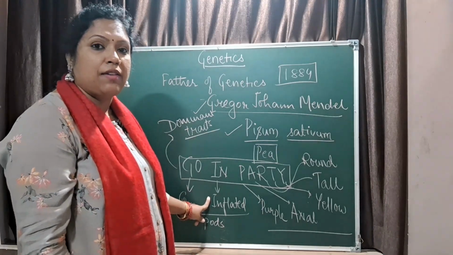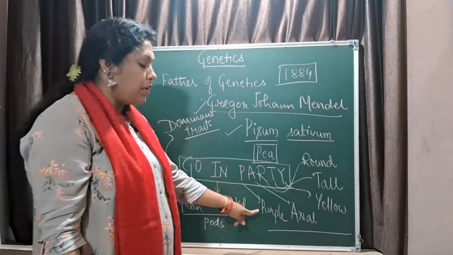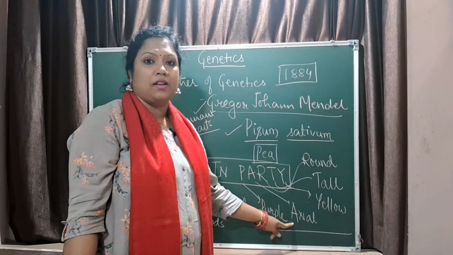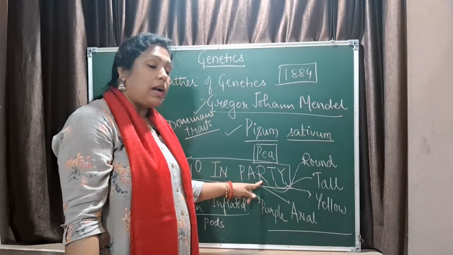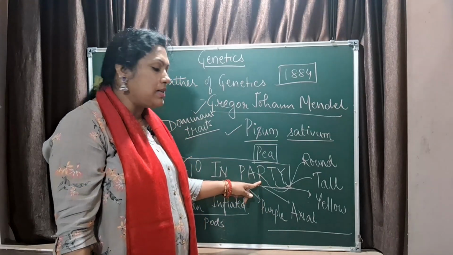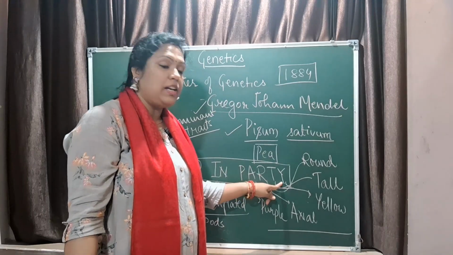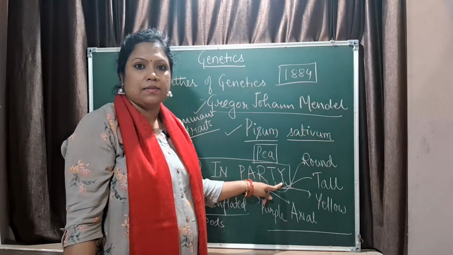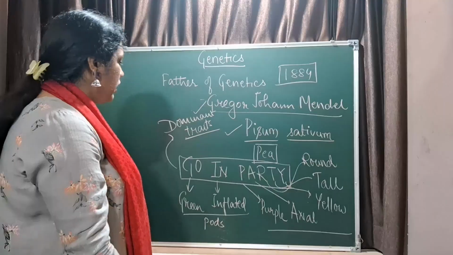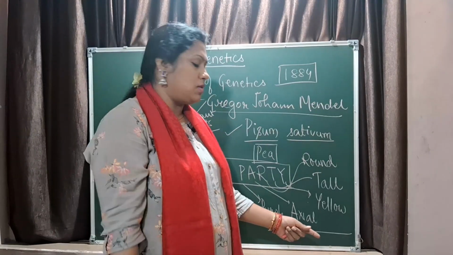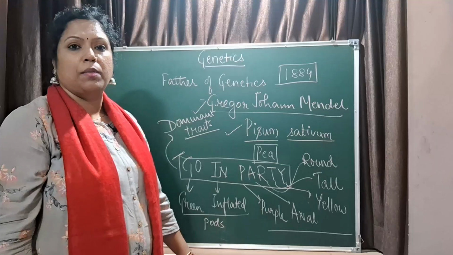Inflated pod will have constricted pod, purple flower and white flower, axial flower and terminal flower, round seed and wrinkled seed, tall plant and dwarf plant, and yellow seed and green seed. Okay, this is go in party. Mark this important, go in party. Okay, after your boards. So this is the dominant trait.